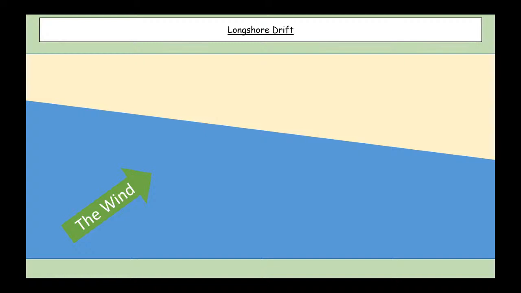Let's imagine we've got a beach here. The beach is the sandy bit at the top. The sea is the blue bit beneath that. The wind is blowing towards the land. Okay, the swash is the first bit of the wave that moves towards the land from the sea. Once that wave has crashed onto the beach, the water then returns sort of back to the sea, and that's what we call the backwash.